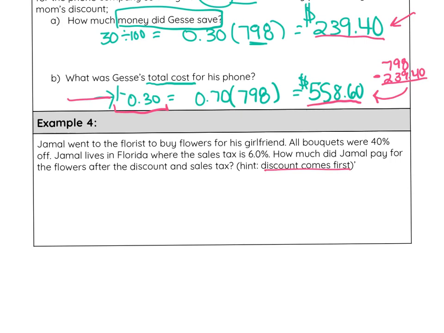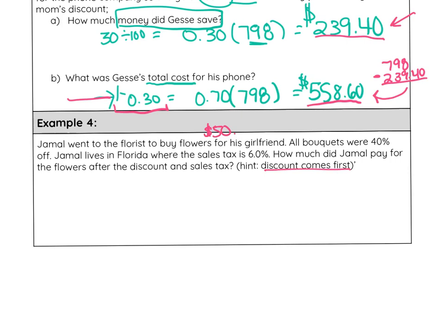I'm reading this and I'm like, where's the amount of money? I don't see the amount of money. Okay, so let's say that the flowers cost $50. Gotta add that in there.